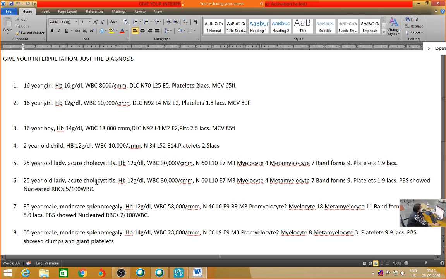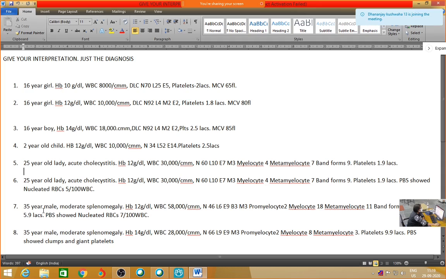Okay, so when you see this kind of picture and the pathologist writes leukoerythroblastic reaction, usually as pathologists we advise the clinicians to do a bone marrow if clinically indicated. Okay, number 7, this is a 35-year-old male. There is moderate splenomegaly. So this starts to become really pathological. Spleen is increased only in pathological conditions.